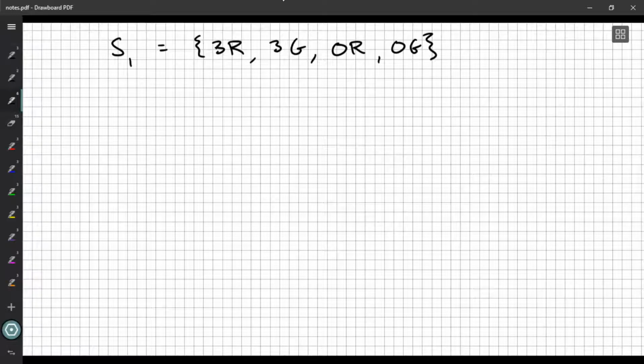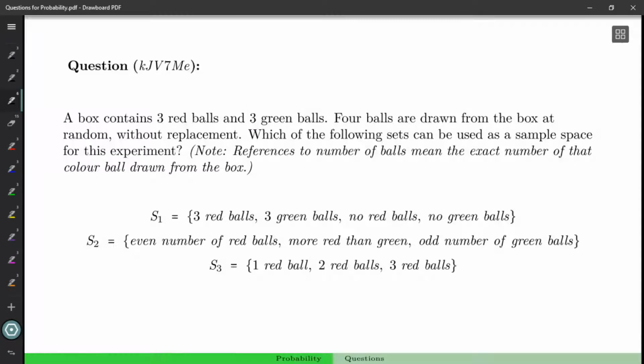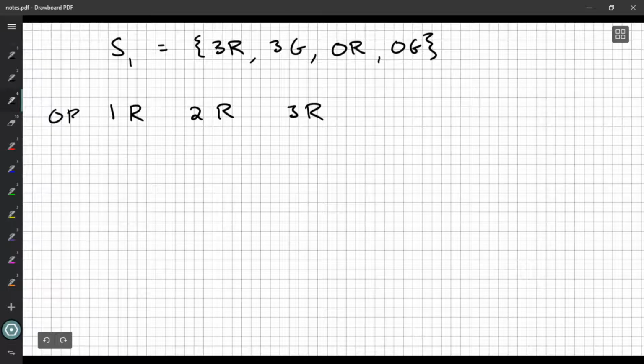So, what could we have? Well, if we think about the number of red balls we could have, if we're drawing red balls from the box, we could have 1 red ball, we could have 2 red, or we could have 3 red. You can't have 4, because we only have 3 red balls possible. And could we draw no red balls? If we draw no red balls, then that means we have to have had 4 green balls, but we only have 3. So that can't happen either.